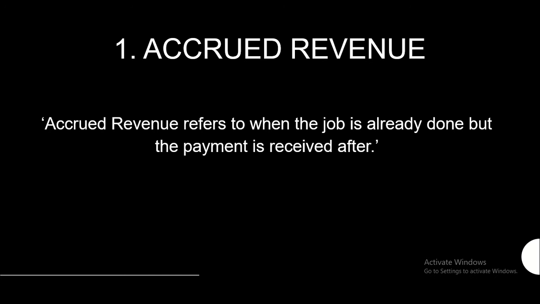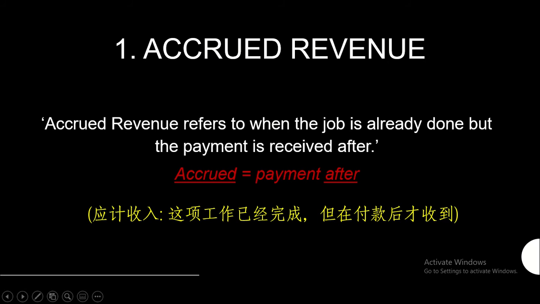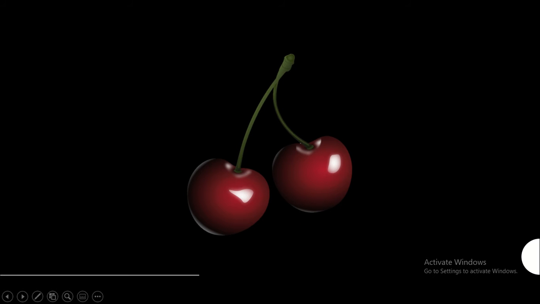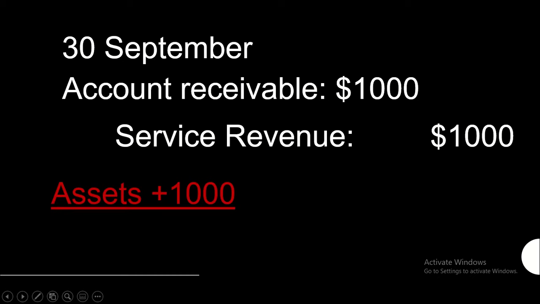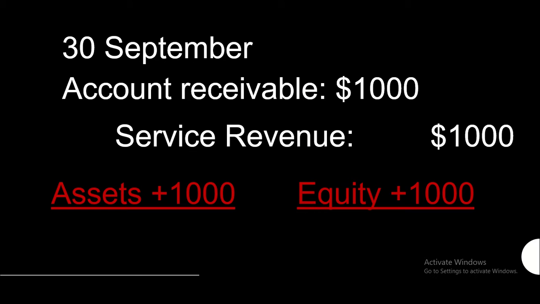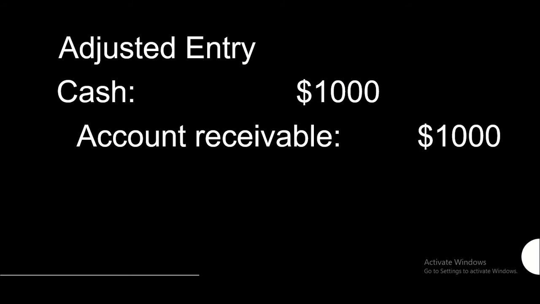So firstly, accrued revenue refers to when a job is already done, but the payment is received after. A good way to remember this definition is: accrued equals payment after. With a cherry-picking example in mind, the journal entry will look something like this. This results in an increase in assets and an increase in equity as well, as assets equals equity and liability. If we were to adjust this, we will debit the cash account and credit the accounts receivable.